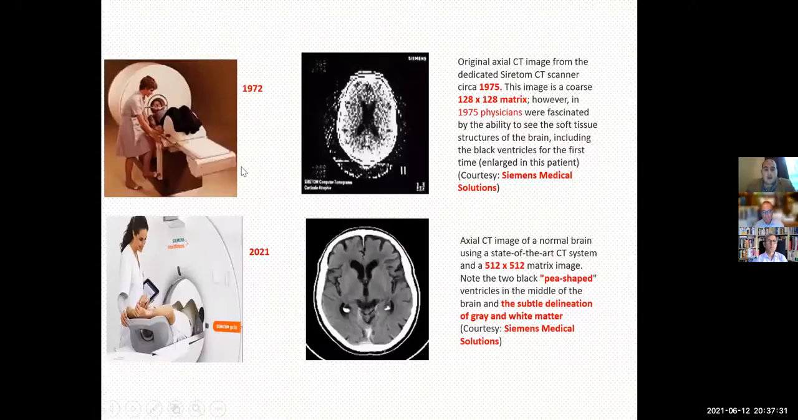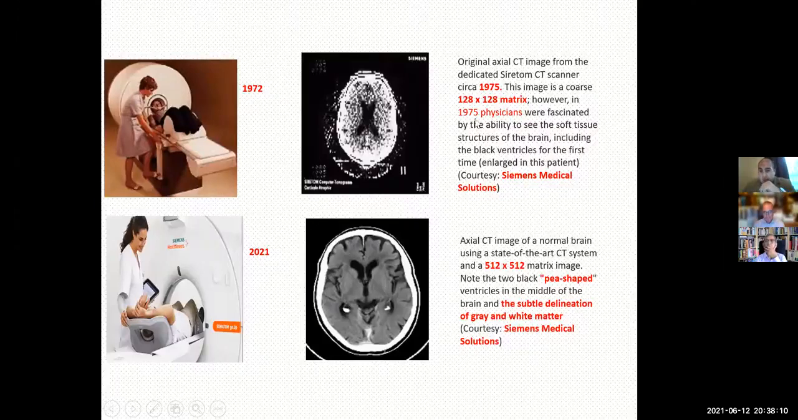Okay. As we see here, there is a great difference between the scanner in 1972 and the scanner in 2021, and also in the CT brain image you will get. As we see here, the image is not really nice, and you can barely differentiate between white matter and gray matter in the brain. But in 2021 you can see very well the differentiation between white matter and gray matter in the brain and both ventricles. There is a great difference between the image captured in 1972 and the image nowadays.